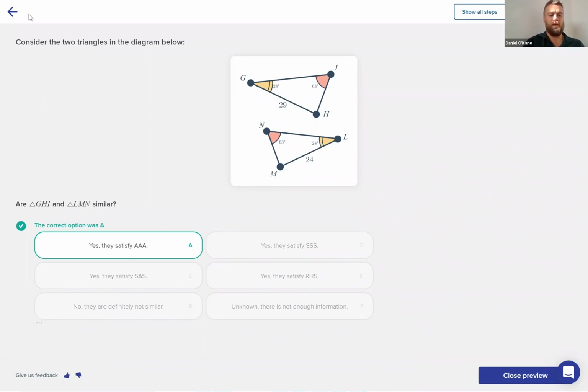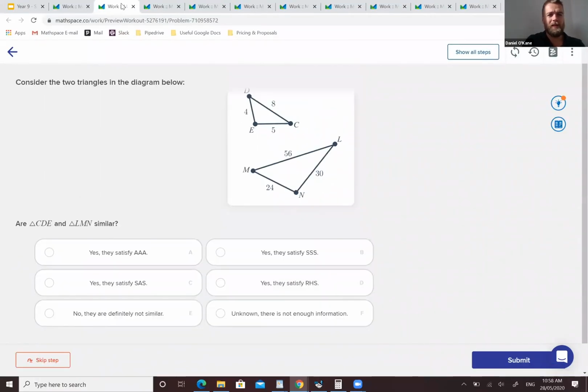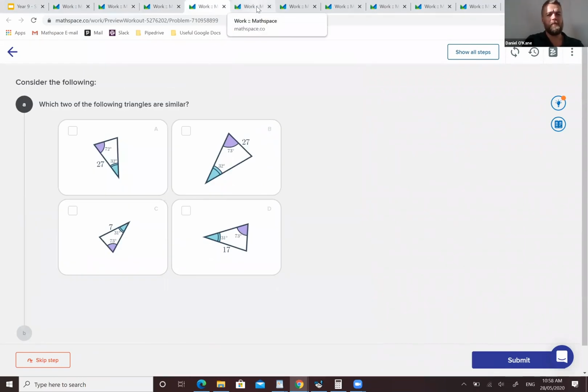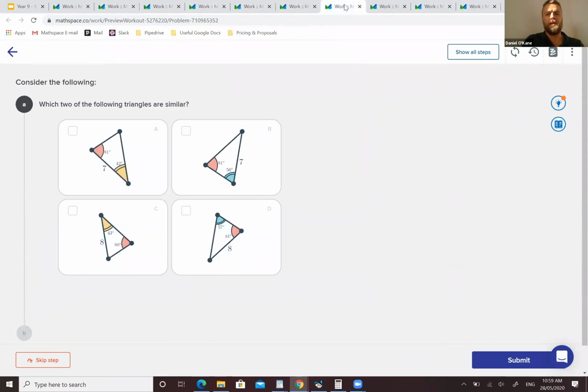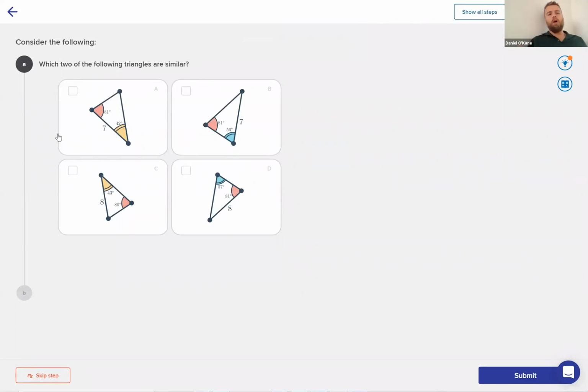Great. We've got time, I think, for 1 or 2 more questions before we finish up for today. Let me see if I can find something a little harder for you guys. I think some of these last ones are a little trickier. Here's a good one. Consider the following triangles. Which 2 of the 4 triangles would be similar? We have to select 2 correct options here.